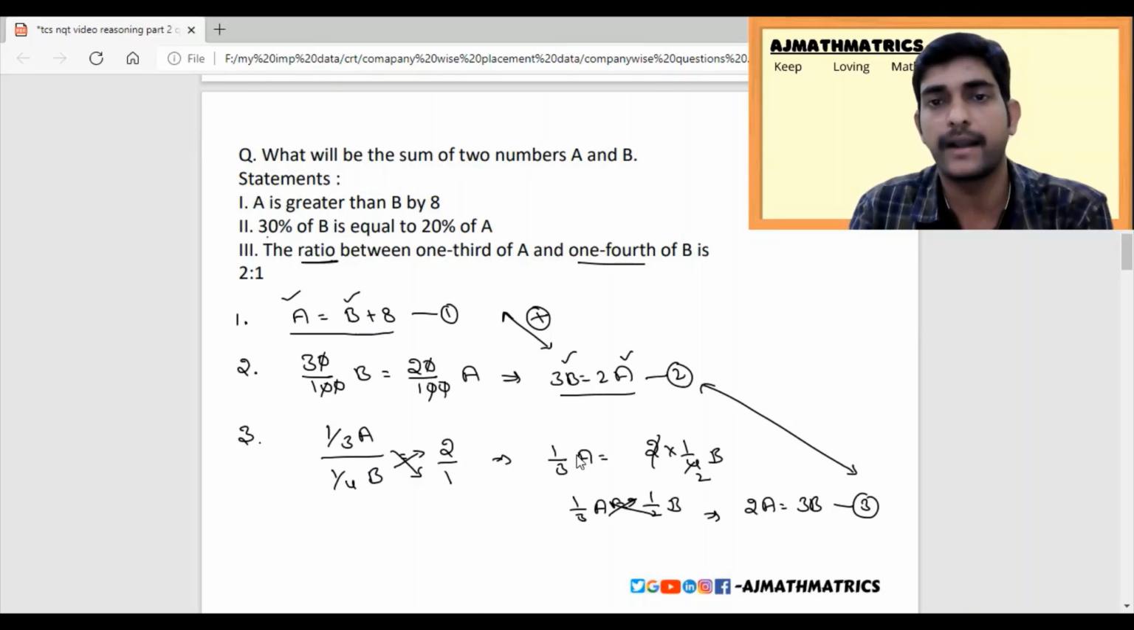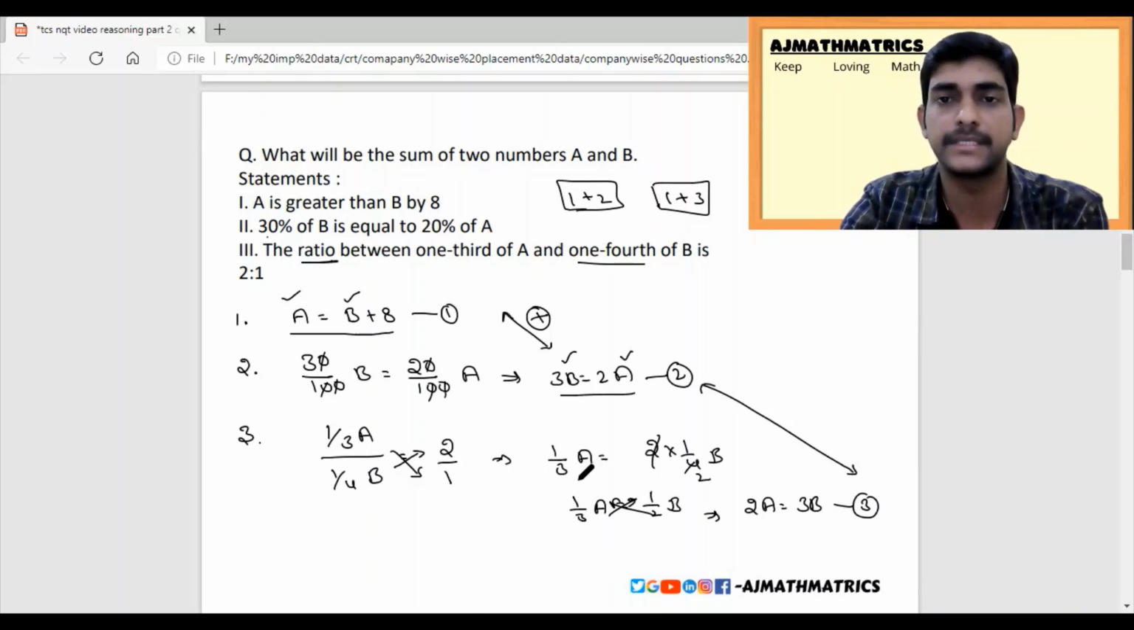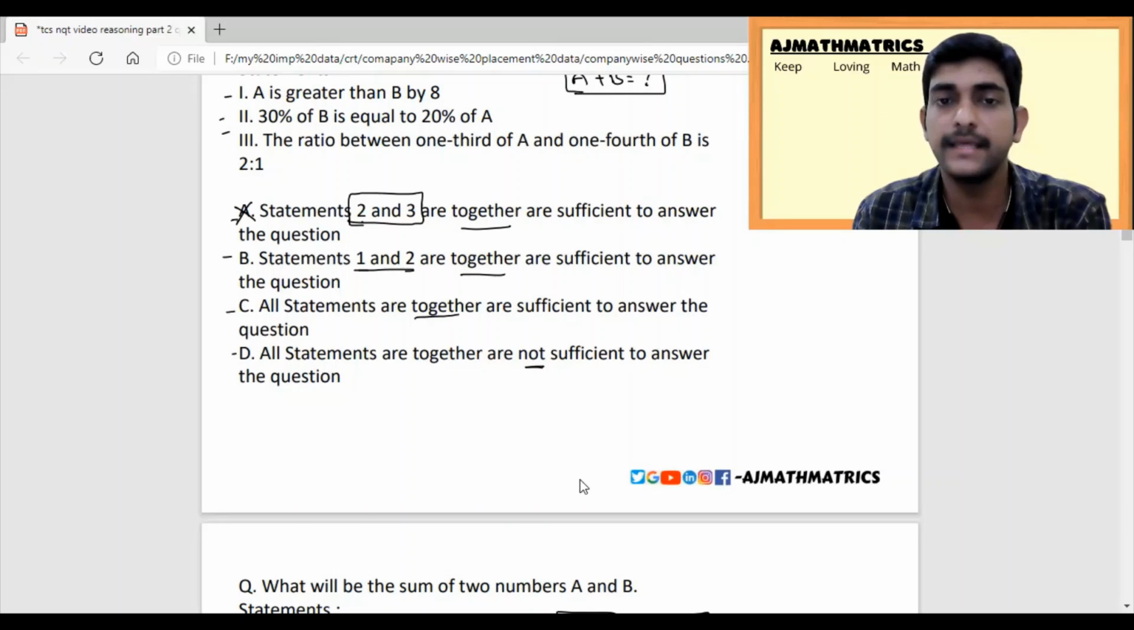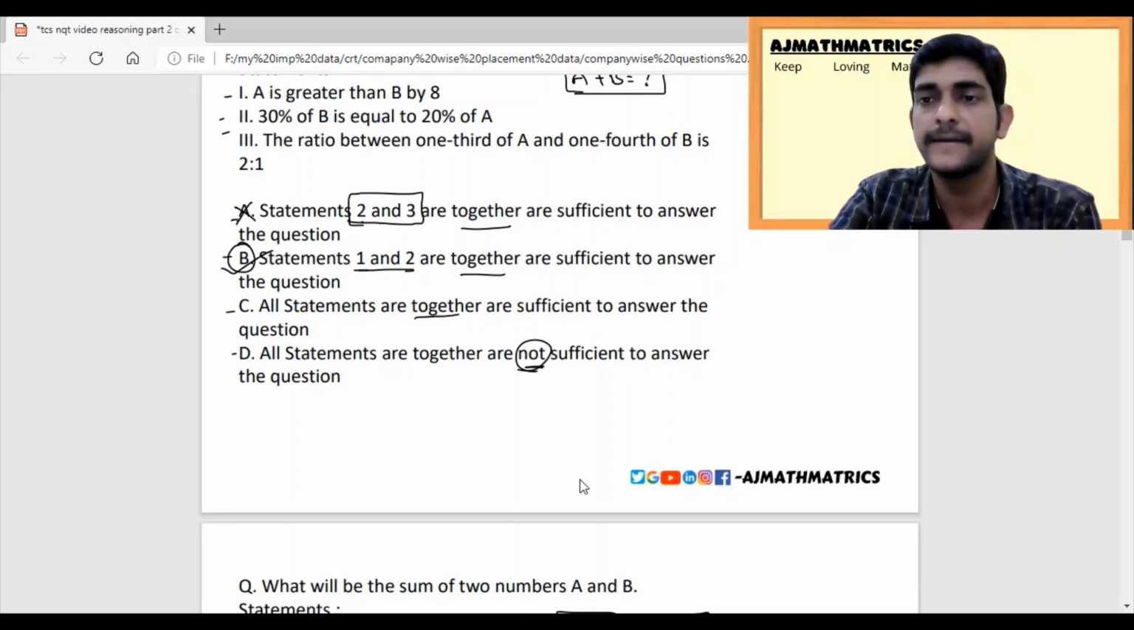If you combine 1 and 3 we'll get the answer. And I'm just searching for the options now. So the options say what? 1 and 2 together are sufficient. Yes, this can be the answer. All statements are together. See, the third statement is not required actually. 1 and 2 are enough. So we'll go with B. And D says all statements are not sufficient. See, 1 and 2 are sufficient. So the answer for the question is B.